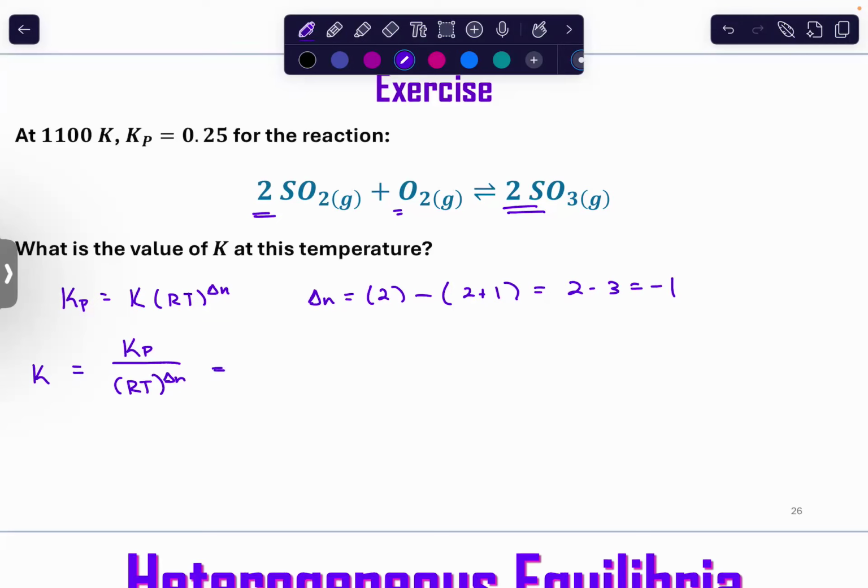So this is going to be Kp times RT to the negative 1. Now, you know what happens when you have a negative exponent. That puts this whole thing in the denominator. What happens when the negative exponent is in the denominator? Yeah, it just brings it back up. So this is going to be Kp RT.